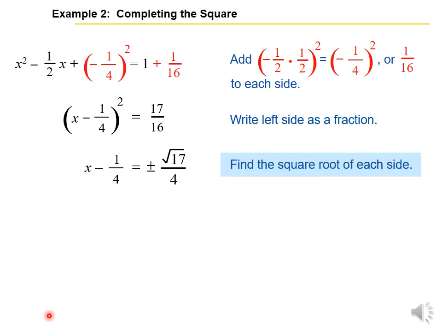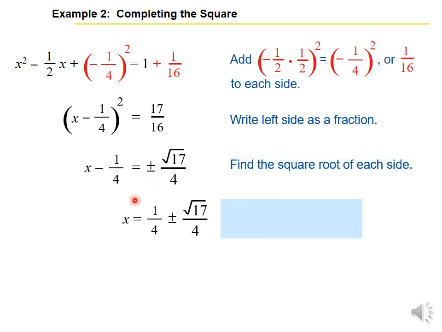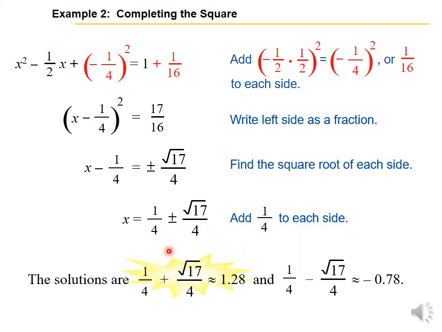Now we can take the square root of both sides. The left side becomes x minus 1/4, and the right side is the square root of 17 over 4, and we must make that a plus or minus. Adding 1/4 to both sides, we get 1/4 plus or minus the square root of 17 over 4. And there you have the solutions.